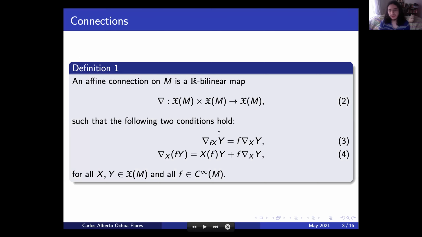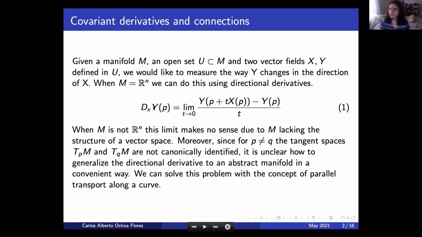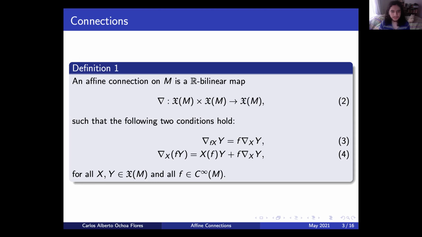And such that the following two conditions hold. The first one is that the map is not only R-bilinear in the first entry, but also C-infinity linear, right? That it takes away functions. And the second property tells us that the map in the second entry is not exactly C-infinity linear, but that it has a special type of Leibniz rule, or product rule. These properties are natural because one is thinking about the properties that the directional derivative has.